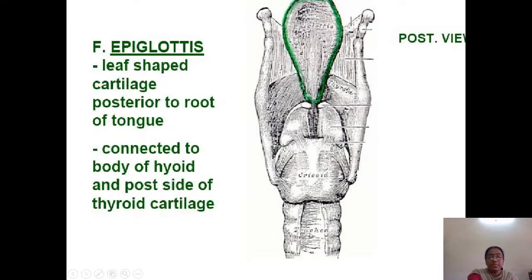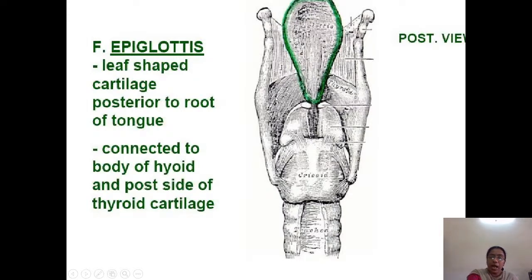Remember, this is the posterior view. When you see the anterior view, you can't see the leaf shape in this way. Only the upper part you can see. This is a leaf shaped cartilage, which is attached posterior to the root of the tongue.